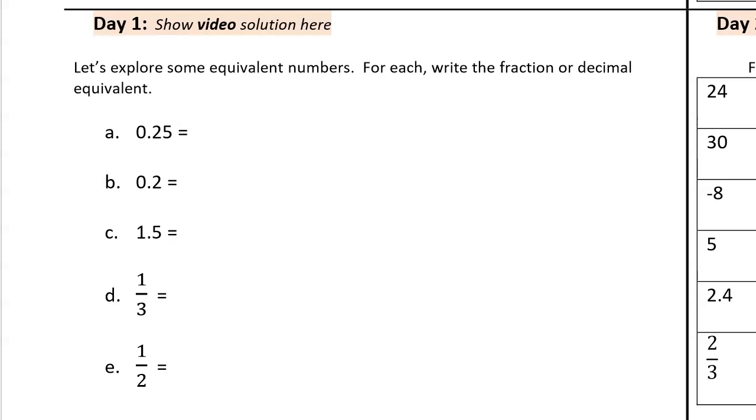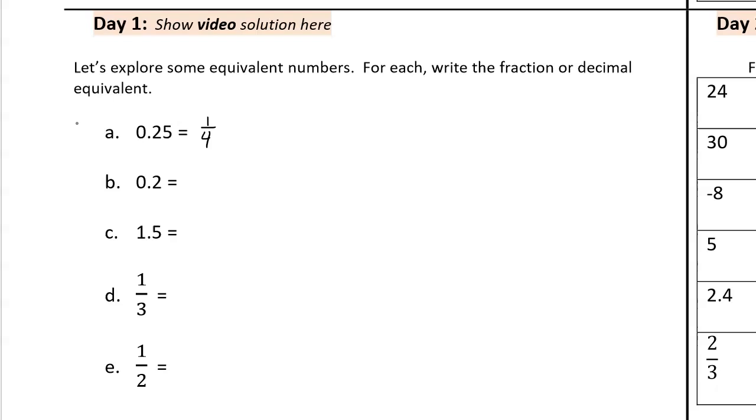Here's the answer for the day one bell work. Let's explore some equivalent numbers. For each, write the fraction as a decimal, or if given a decimal, write it as a fraction. Question A is 0.25. This is the fraction 1/4.